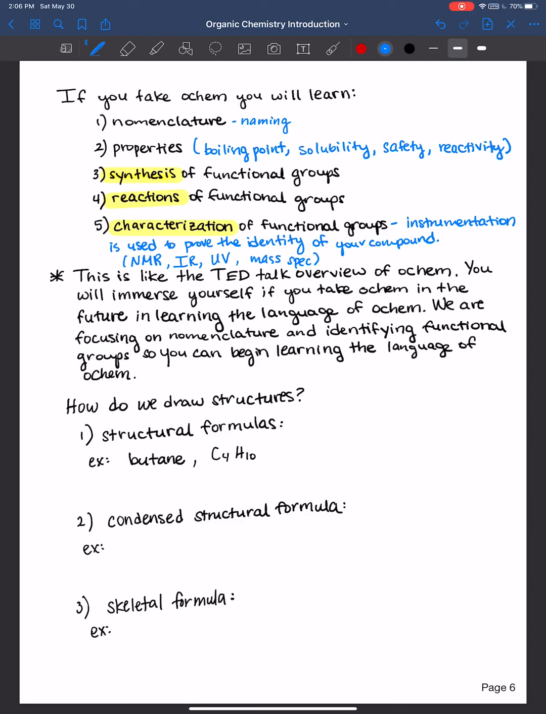But if you go on to become a chemistry major, there are classes, undergraduate and graduate classes, dedicated to studying these instrumentation techniques. And so if you, like I said, go on in your future and you take an organic class, you'll learn all about NMR, IR, UV, and mass spec and how powerful these tools can be.